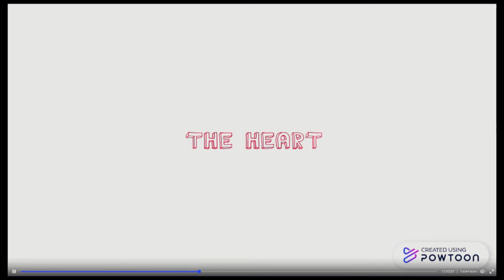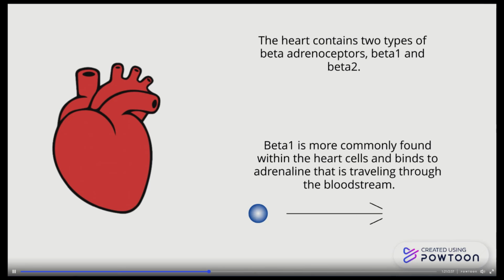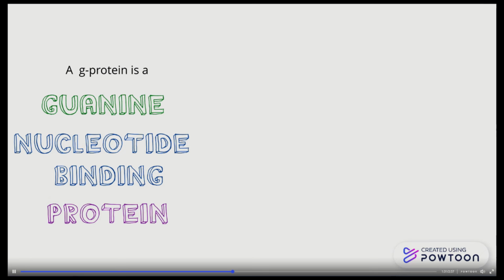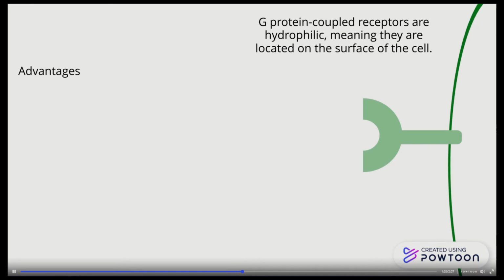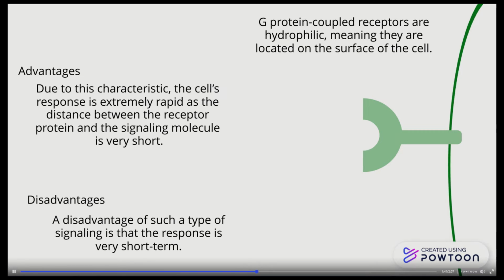The heart contains 2 types of beta adrenoceptors, 1 and 2. However, 1 is more commonly found and binds to adrenaline traveling through the bloodstream. A G protein is a guanine nucleotide binding protein, and they're hydrophilic, meaning they're located on the surface of the cell. Because of this, the cell's response is really rapid because the distance is very short. However, the response is very short-term, which is a disadvantage.